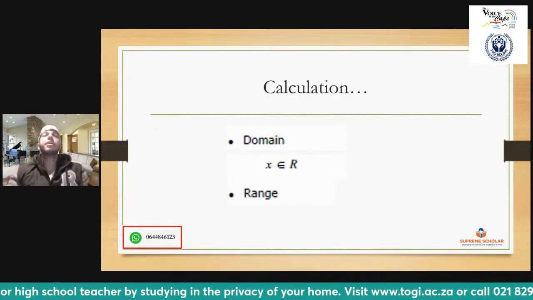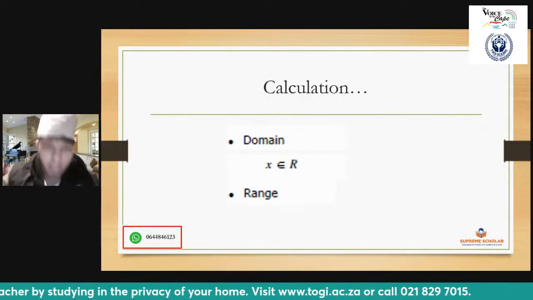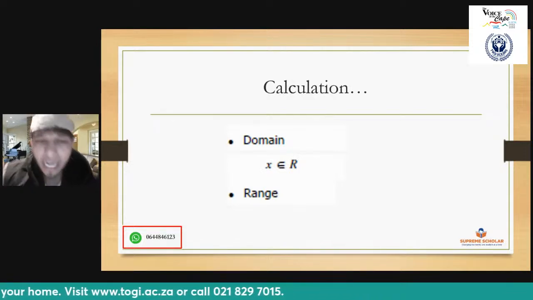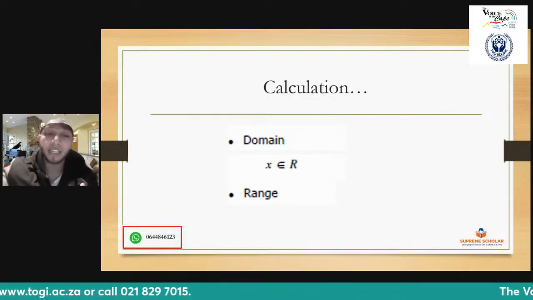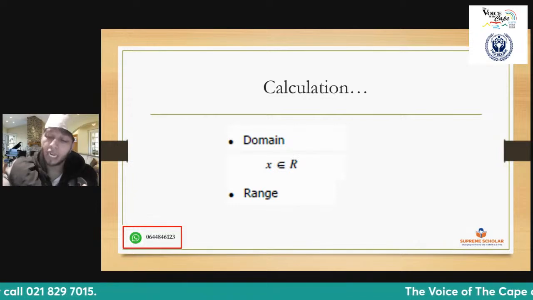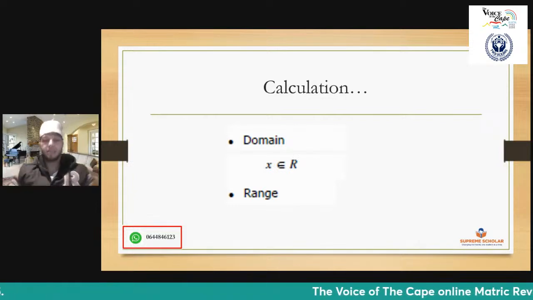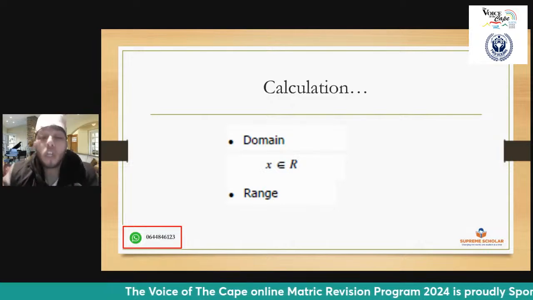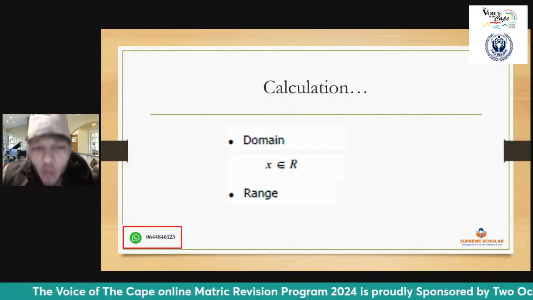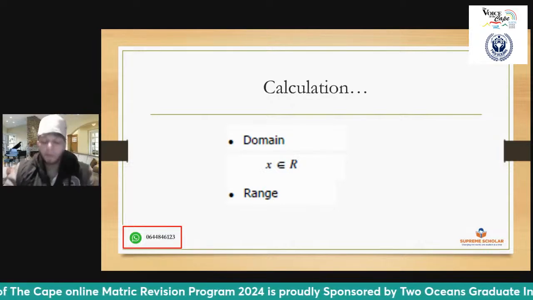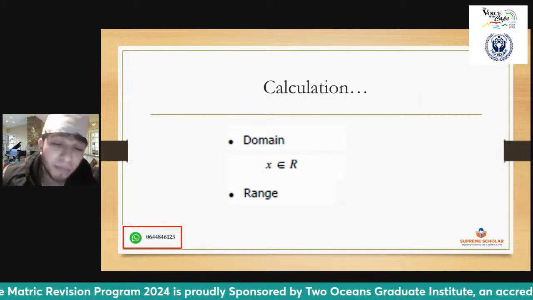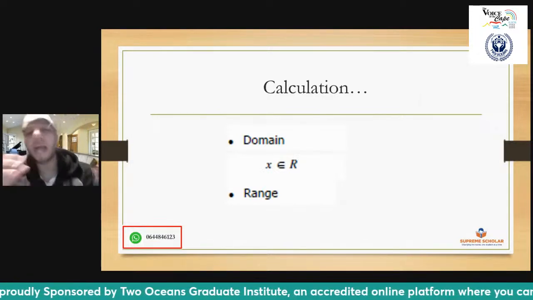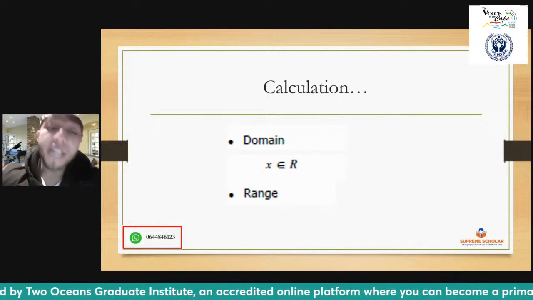Now your range. What do you think your range is? If your domain is where all your x values exist, that means your range has to be the opposite. Now your range is where all your y values exist. Now, this is going to be a little bit different, because remember, I explained to you that you have your maximum and you have your minimum.